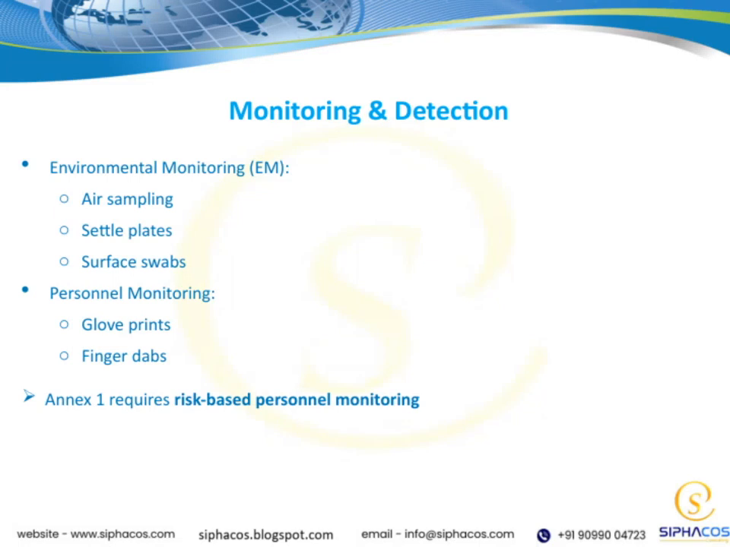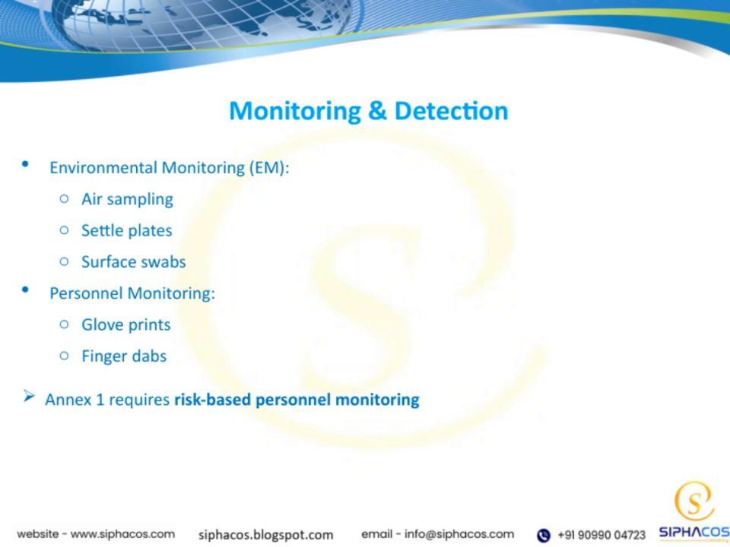Now, let's take a look at monitoring and detection, which are crucial components in maintaining a safe and compliant environment. First, under environmental monitoring, or EM, we have several key methods. Air sampling is used to detect airborne contaminants, helping us understand what particles or microbes might be present in the air we breathe. Settle plates are simple but effective tools. They allow particles to settle naturally, giving us insight into surface contamination levels. Surface swabs are another important method, as they help us identify microbial presence directly on surfaces that are frequently touched or critical to our processes.